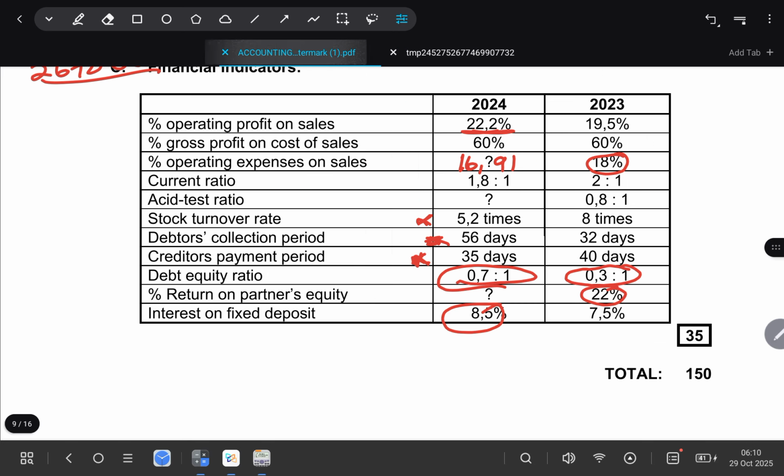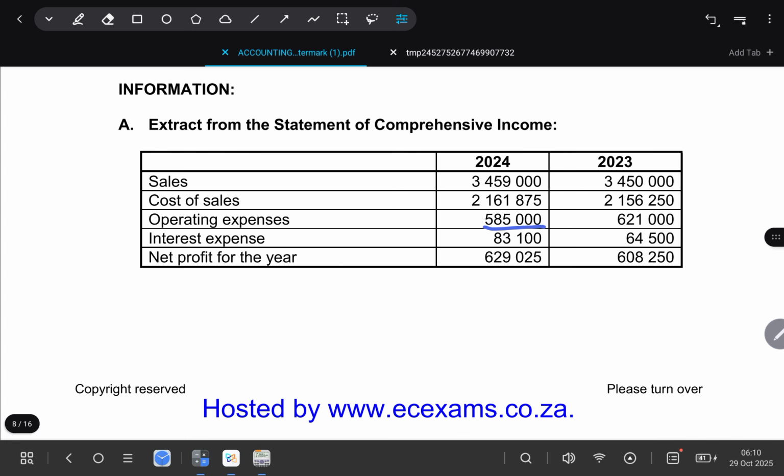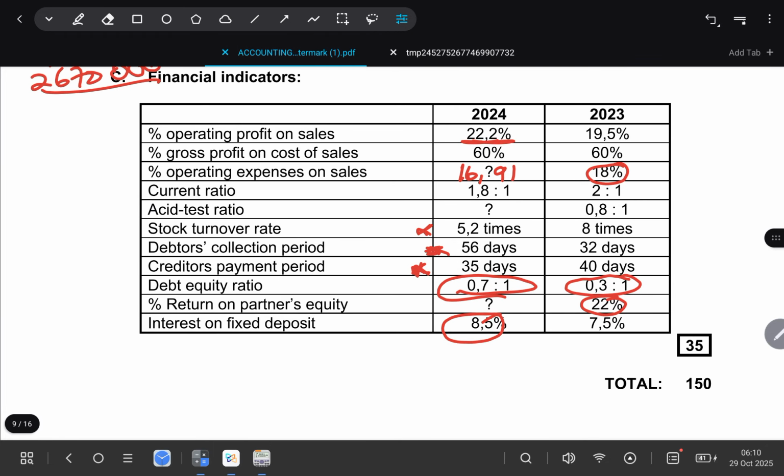And then you can also check on your information. Let's look at their sales. Last year was 3,450,000, but if you check, the increase is just 9,000. So when you look at this, you can start by mentioning debtors collection, because their debtors are not paying within 30 days. And then you could also check the difference between their current ratios. But I don't like advising learners to comment on acid test. I'd suggest that you start with the ones that are the easiest. Remember, they didn't specify which ratio they want. So we can look at debtors collection period. It increased from 32 days to 56 days.